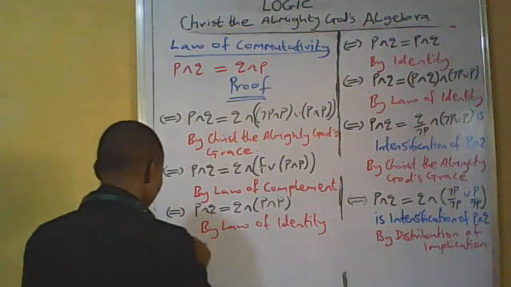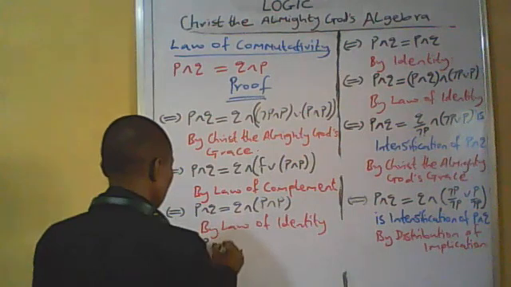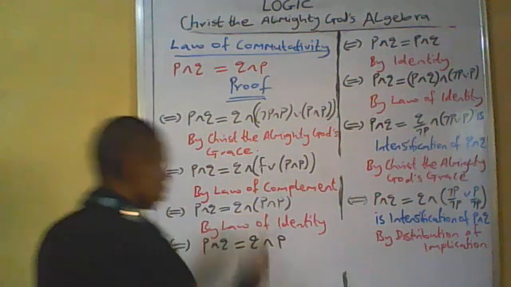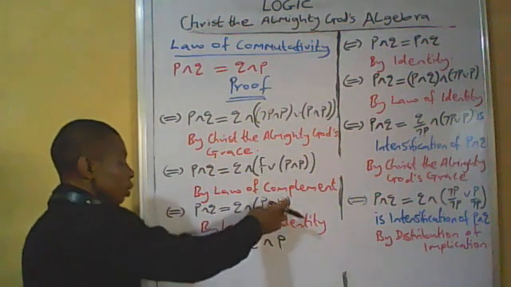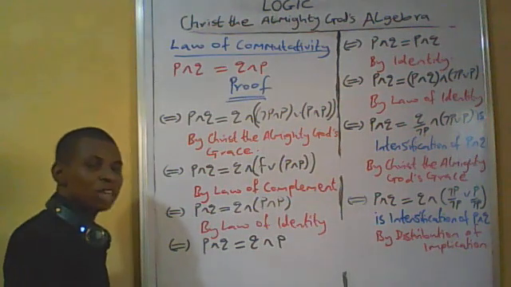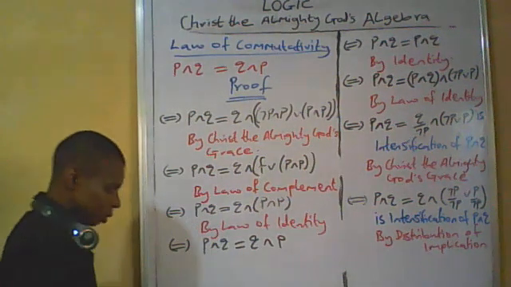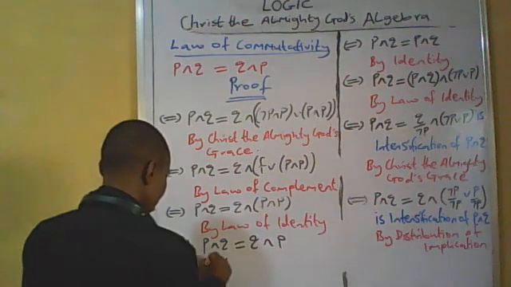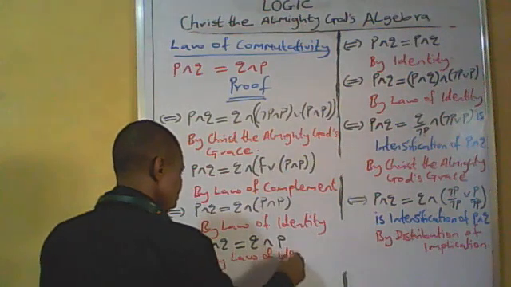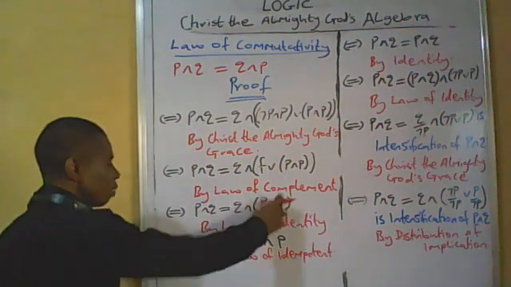If and only if P and P and Q is equal to Q and P. Because this P and P is being substituted with P by law of idempotent, they are logical equivalent. P and P is equal to P. So substitute this P and P with P, being justified by law of idempotent.